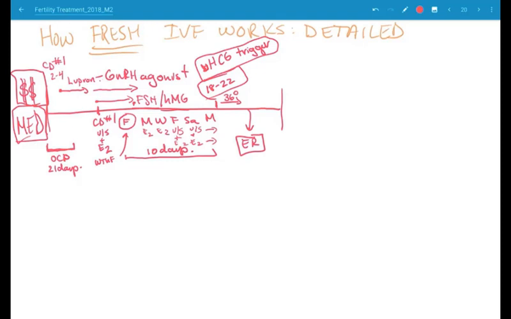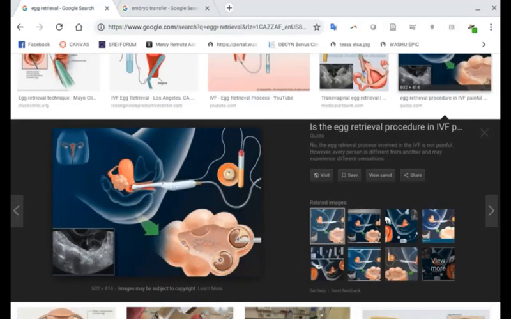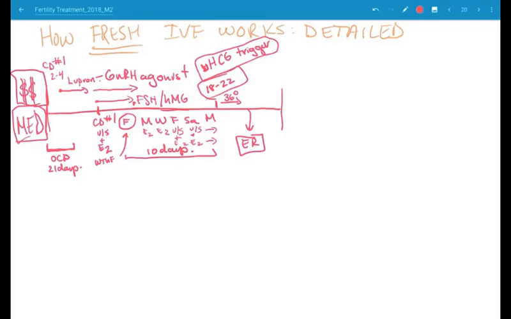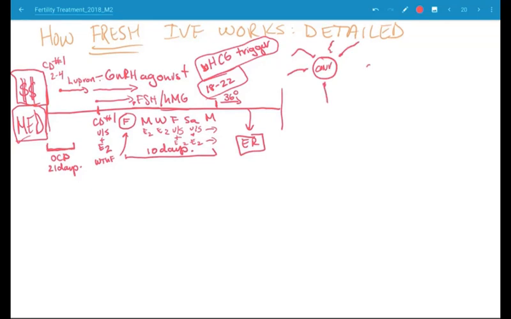So 36 hours after the HCG trigger shot, we'll do what's called an egg retrieval, which we talked about earlier. Again, the patient is asleep under anesthesia. It looks like this. Pretty straightforward: a vaginal ultrasound probe, and we aspirate all the follicles. We then take the eggs that we get and do conventional insemination or ICSI. Now, again, ICSI is usually for male factor.